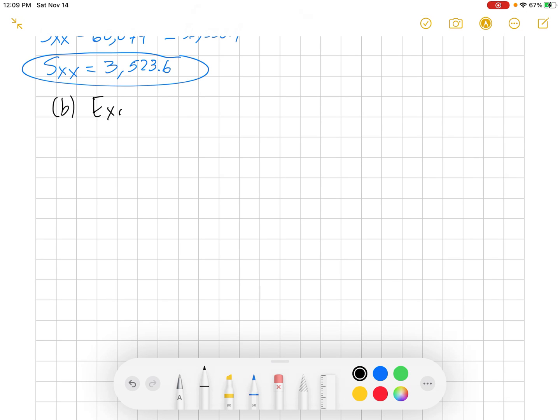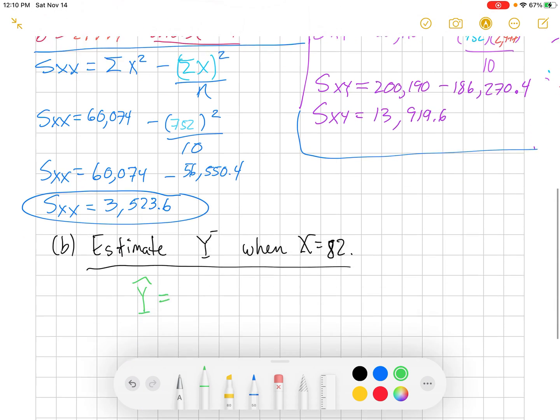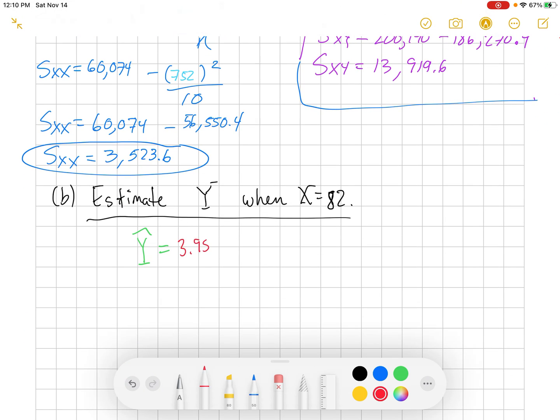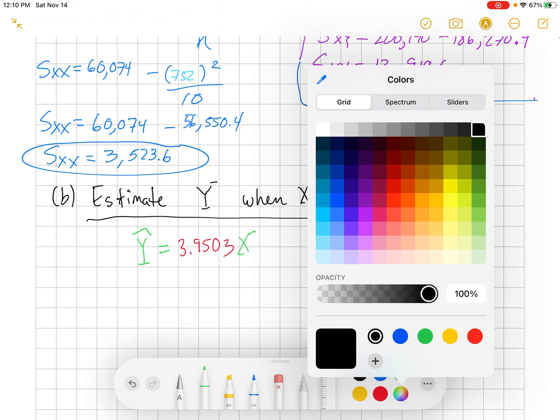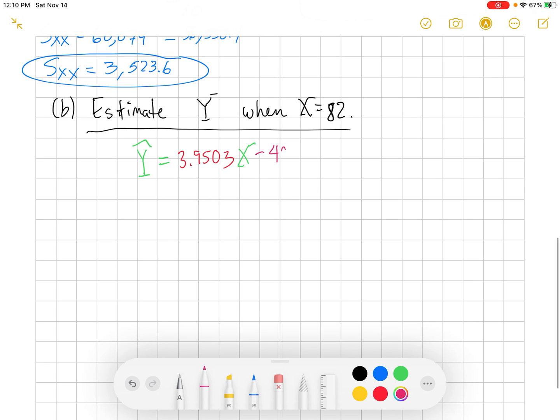So let's estimate. Part B, estimate y when x equals 82. So when you have 82 stories, how many meters tall would you approximate the building to be? So let's remember our formula. The predicted y value, y hat, is equal to 3.9503x minus 49.4.